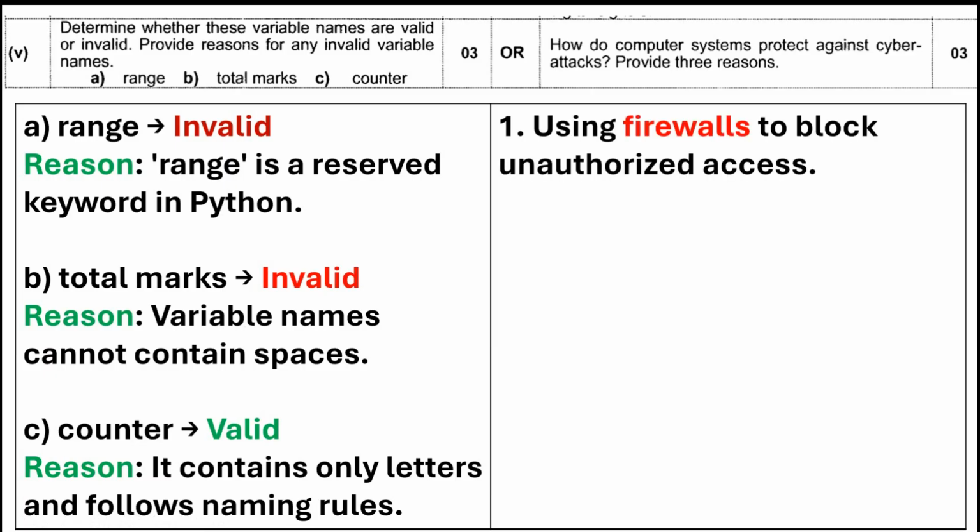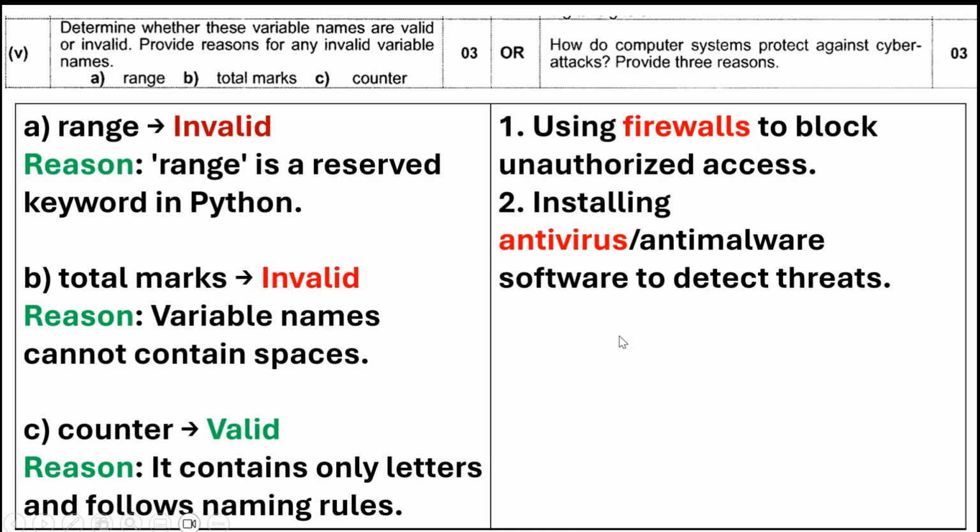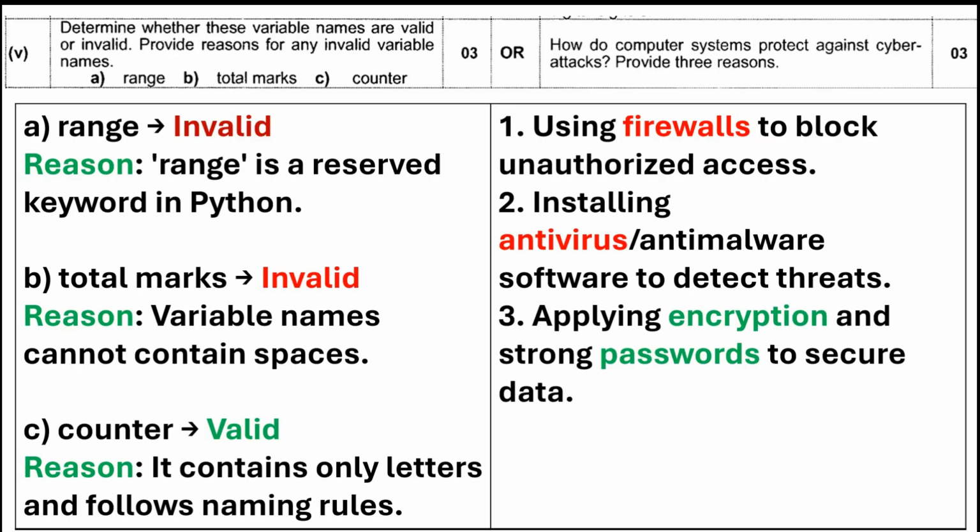How do computer systems protect against cyber attacks? Provide three reasons. Number one, a firewall. You have to apply a firewall and it will prevent unauthorized access, blocking unauthorized access. Number two, installing antivirus and anti-malware software to detect threats. Number three, applying encryption and strong passwords to secure data.